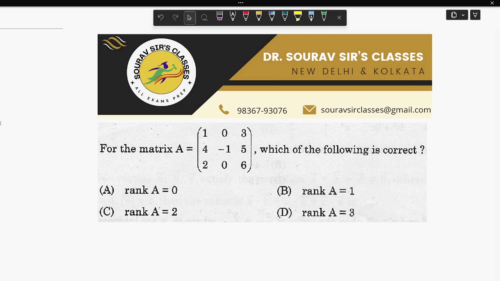Like, as you are preparing for GLET, you can join our institution for our new GLET batch. And this question is a previous year question of the GLET 2024, and the question is telling us that for the matrix A = [1 0 3; 4 -1 5; 2 0 6], which of the following is correct? Okay, so there are four options here. They are asking about the rank of the matrix A. So what can be done here?